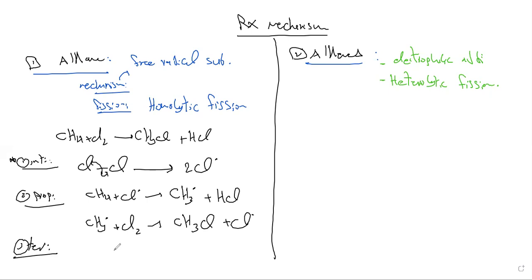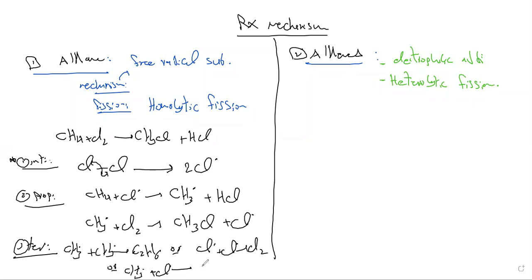Termination, the final step: CH3 free radical with another CH3 free radical forms C2H6, or Cl free radical plus Cl free radical forms Cl2, or CH3 free radical plus Cl free radical forms CH3Cl. This is the mechanism for alkanes.